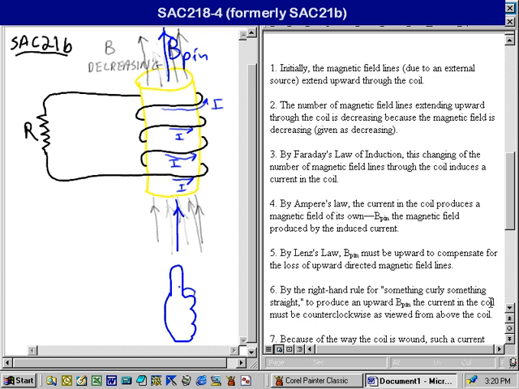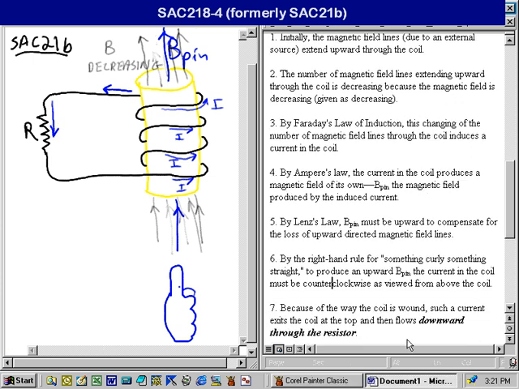And then such a current is going to come out right here and go downward through the resistor. So the bottom line is that the current is downward through the resistor, and it's because of the way the coil is wound. So this would be that step-by-step answer that's called for, and I've explained it a little bit in words as well as we went along. That wraps up SAC 21B.